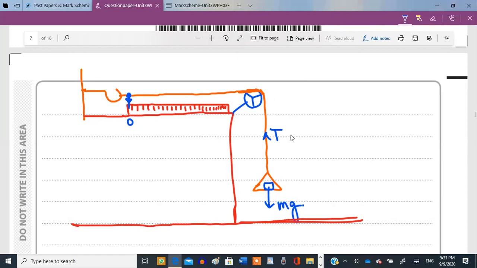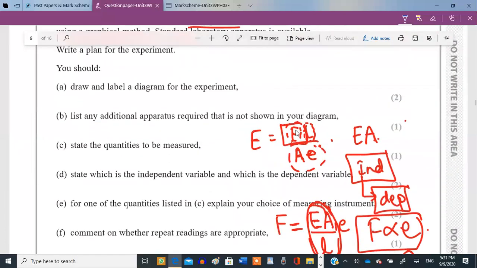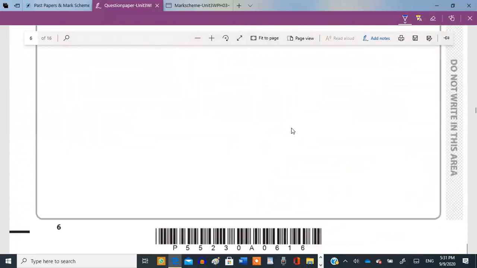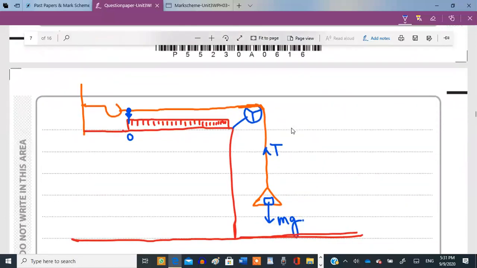Now, once you have this experiment made, this is all you need, nothing else. Then the second step is to list any additional apparatus required that is not shown. Okay, label it as well. We can add the cushion on the ground in case it falls. That's a safety measure. Cushion should be added, but you don't need to draw it, you just need to list it.